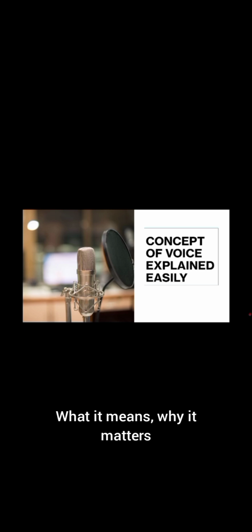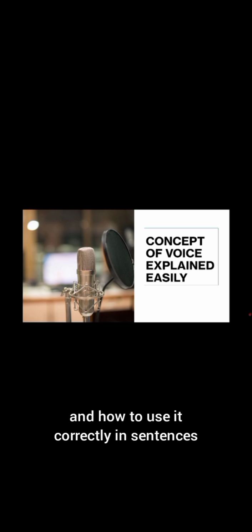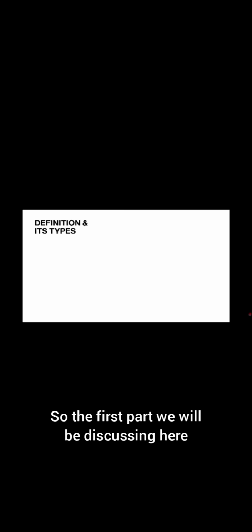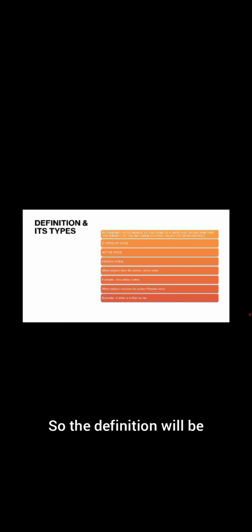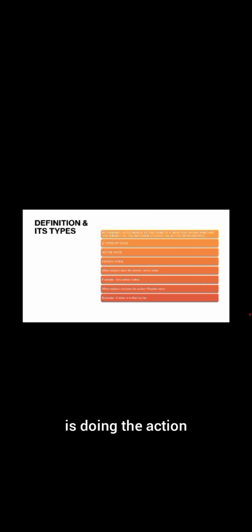In today's video, we will understand the concept of voice in English grammar, what it means, why it matters, and how to use it correctly in sentences. So let's get started. The first part we will be discussing here is the definition of voice and its type. The definition is that voice refers to the form of a verb that shows whether the subject of the sentence is doing the action or receiving it.